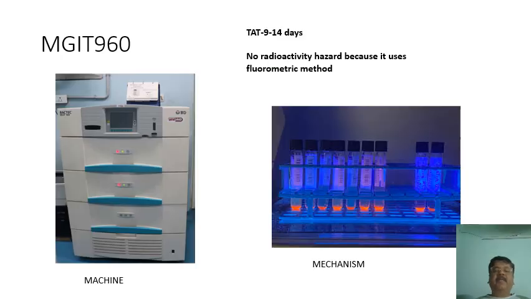Then the next method is MGIT, Mycobacteria Growth Indicator Tube 960. This is the instrument in which the turnaround time is again 9 to 14 days and no radioactive material is used. So this is the fluorometric method. What is the principle of this method?